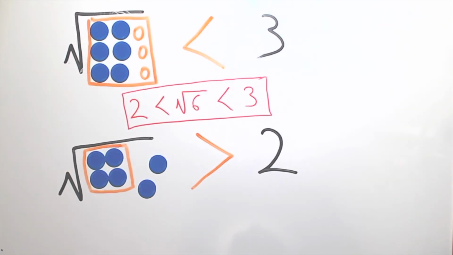When finding square roots, it can be really useful to know your tables so that you can recognize the perfect squares without having to try forming squares out of counters.